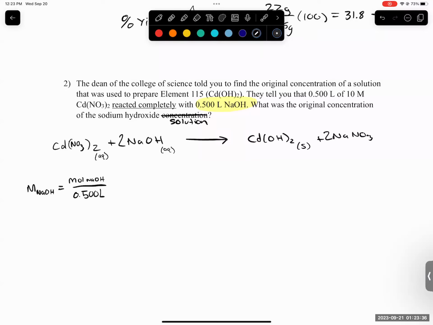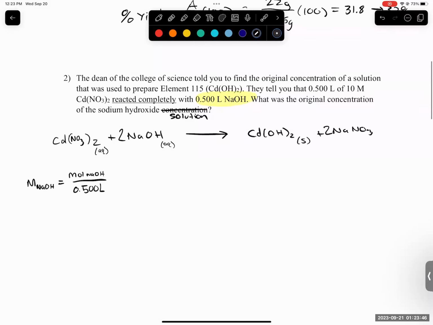So we can agree that in order to solve this problem, we need to find moles of sodium hydroxide, because that's the only unknown in that equation. The way we would do that is, molarity is moles over liters. So 0.5 liters of the cadmium nitrate solution, multiplied by the 10 molar concentration of that solution, will give us 5 moles of cadmium nitrate.